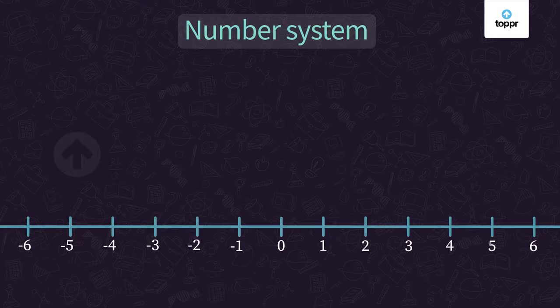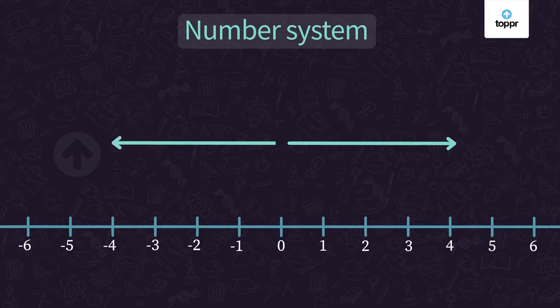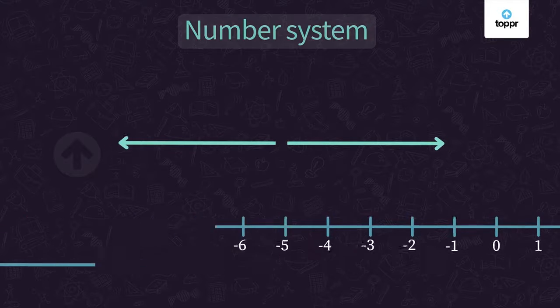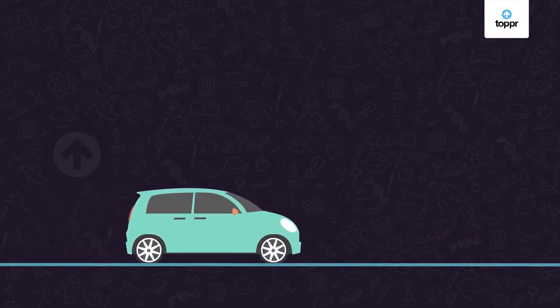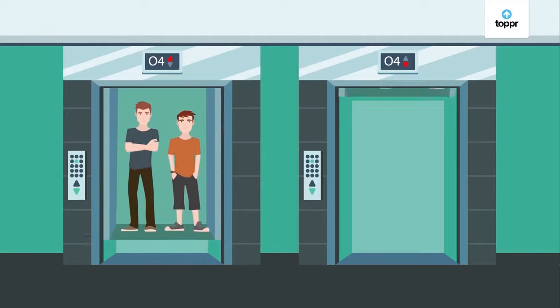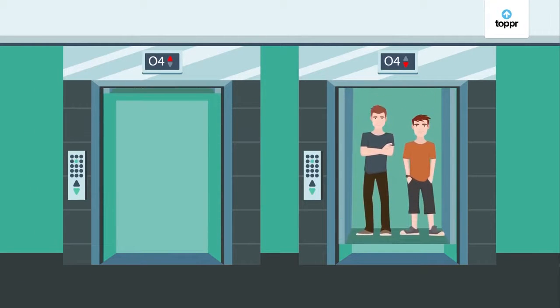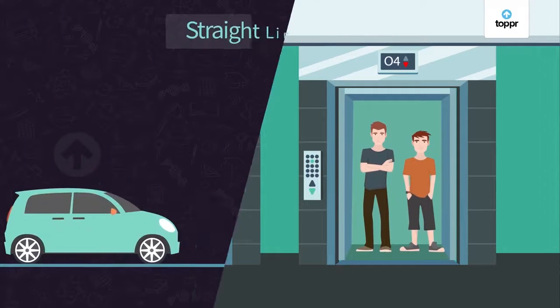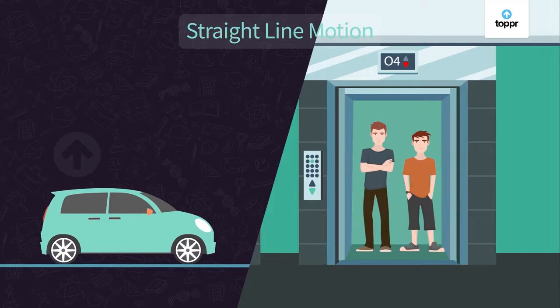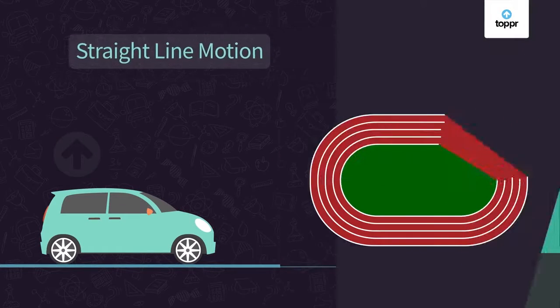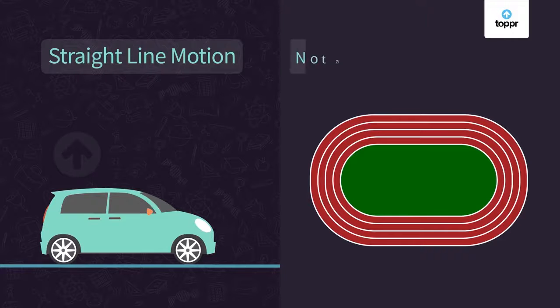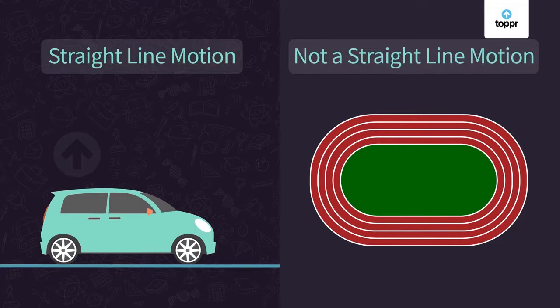In a straight line motion, an object can only move forward and backward in a straight line. So the motion of a car on a straight road or the upward and downward motion of a lift are examples of motion in a straight line. But the motion of an athlete around a ground is not a straight line motion.